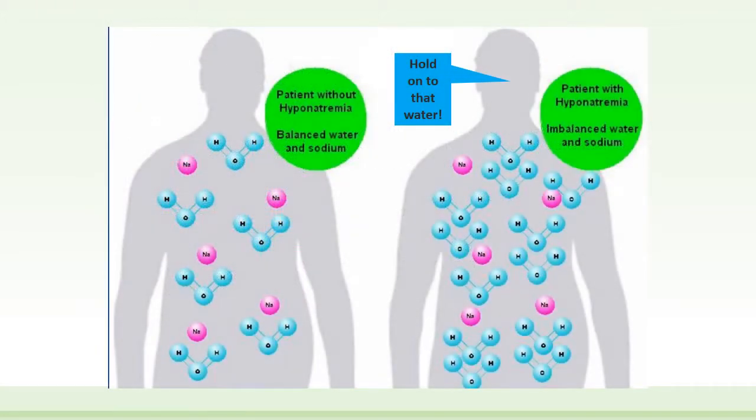On the left, you've got a picture of a well-balanced patient with normal amounts of water and sodium. In SIADH, the body is being told to hold on to the water, and the ratio of water to sodium ions is out of whack. Too much water, not enough sodium. So the hyponatremia is a dilutional hyponatremia. There's not enough sodium to balance the high amounts of water.